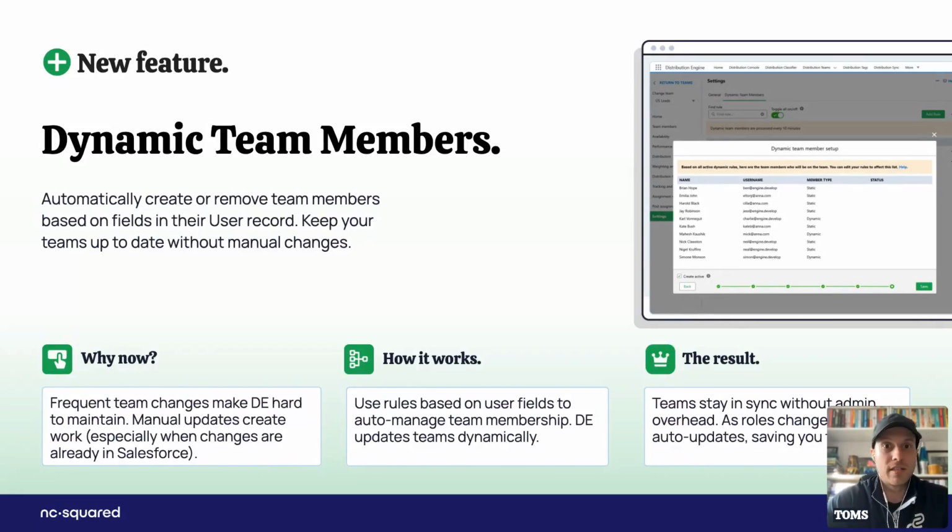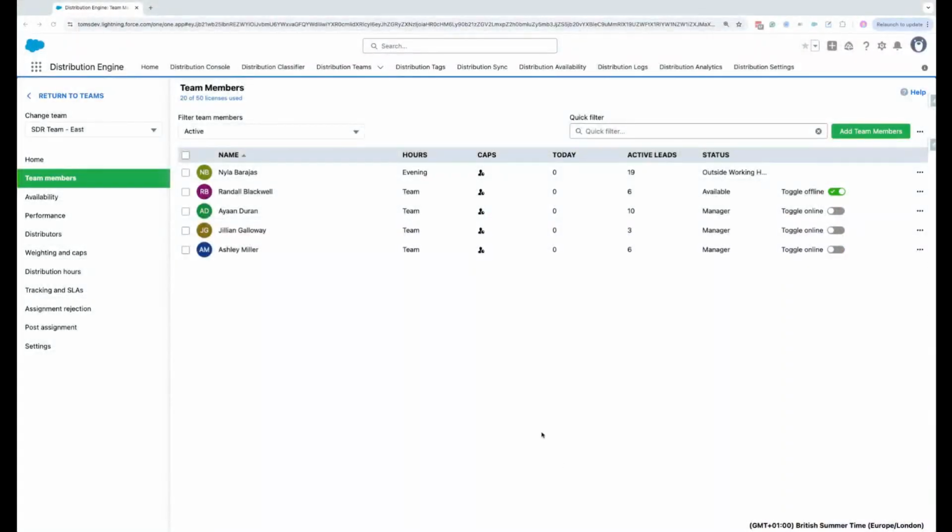So let's take a closer look at this in a live demo, which is not scary at all. We are here in Distribution Engine. I'm looking at my SDR team East here. I have a few team members in the team already, so these were added in the way that's existed until now, through the Add Team Members button here. But what I want to do next is add a few more team members in this team, but I want that to be automated.